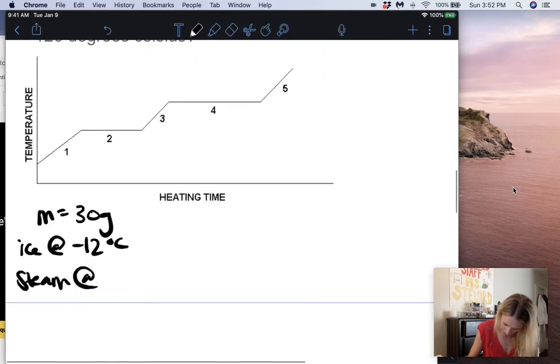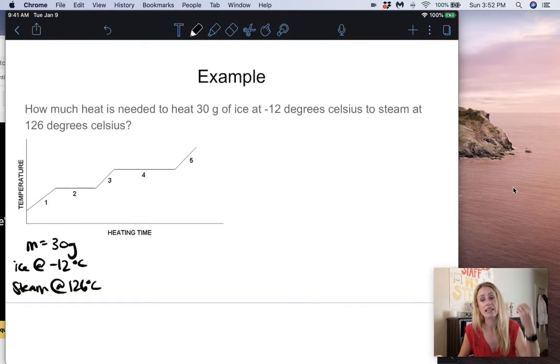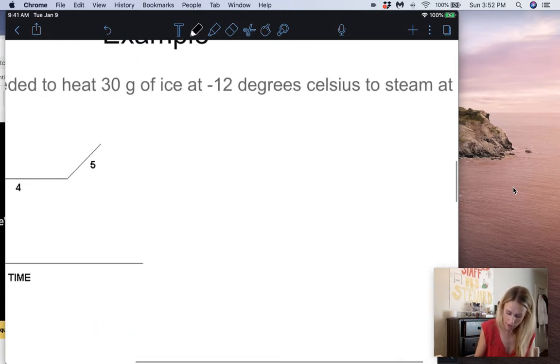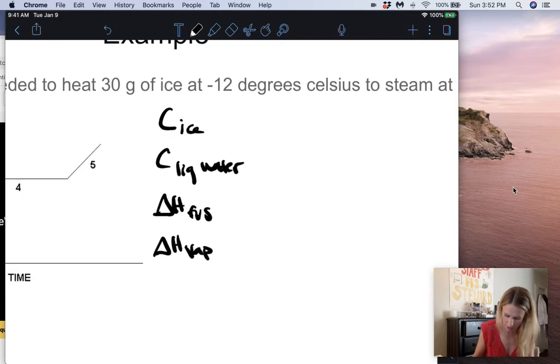at 126 degrees Celsius. Now, there is actually a lot more information that we're not specifically given, but we need to look up. So those things are, number one, our specific heat of ice, our specific heat of liquid water. And then also our delta H fusion and delta H vaporization of water. Oh, and our specific heat of steam, my bad.